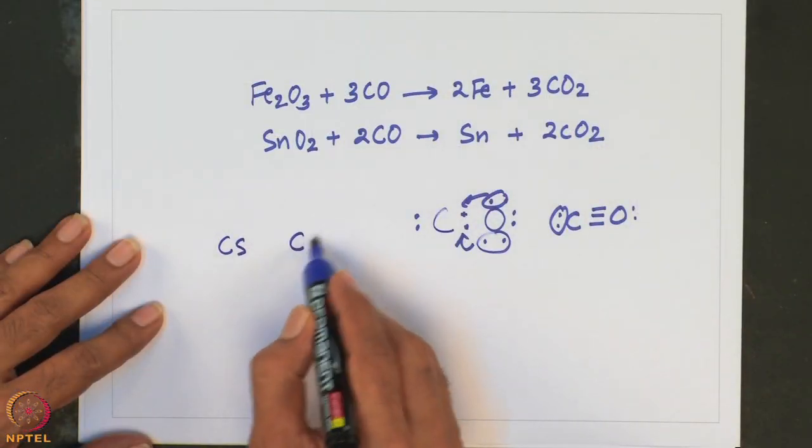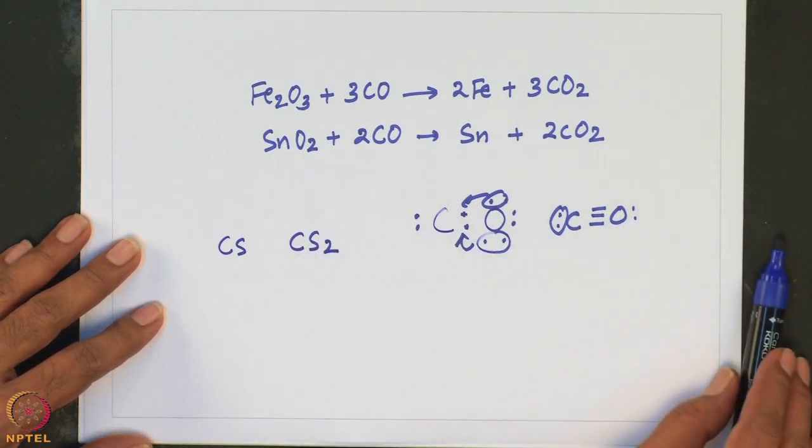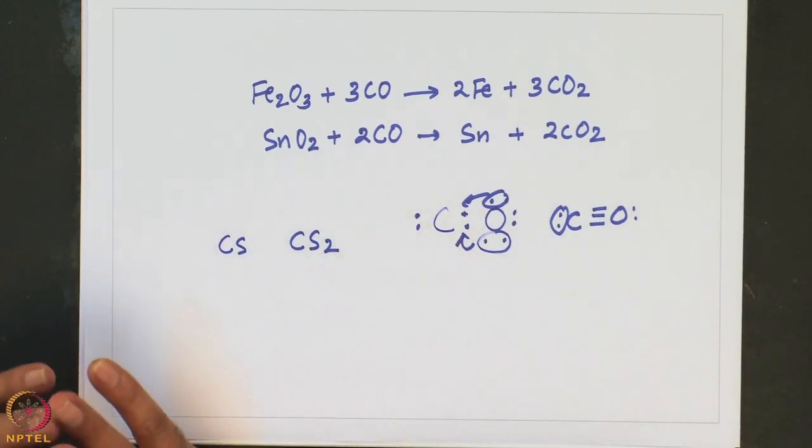The sulfur analogs of carbon monoxide and carbon dioxide are known, CS and CS2. However, CS does not exist in its independent form, free state. CS does not have an independent existence. CS is an unstable transient molecule, and CS2 is endergic. So, some complexes with CS2 exist, and their structures are similar to those formed by CO and CO2.